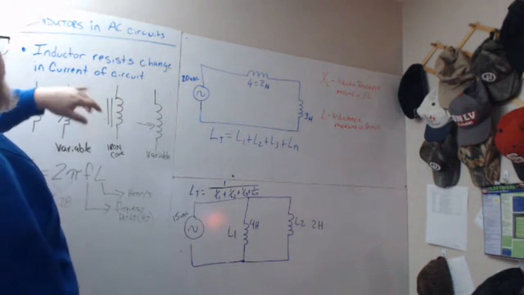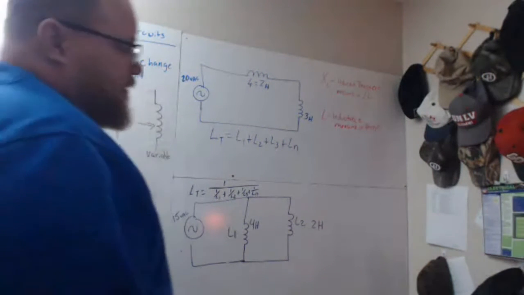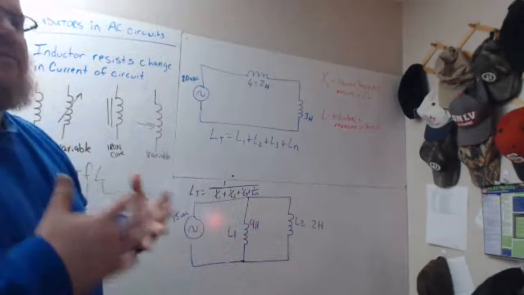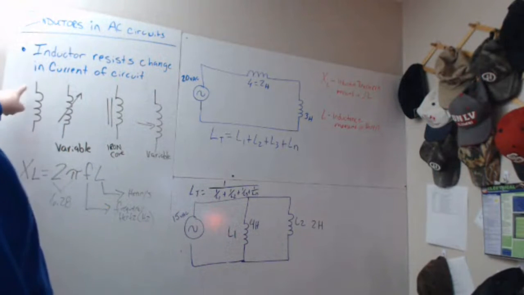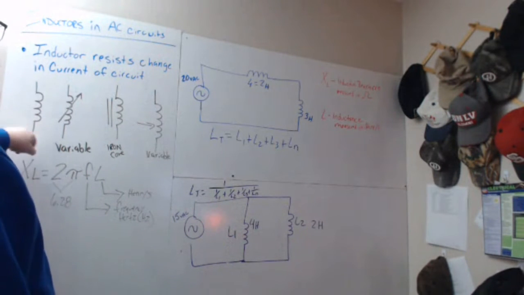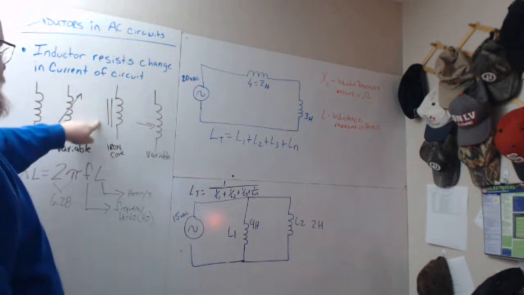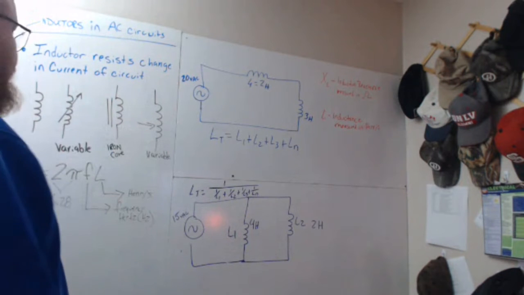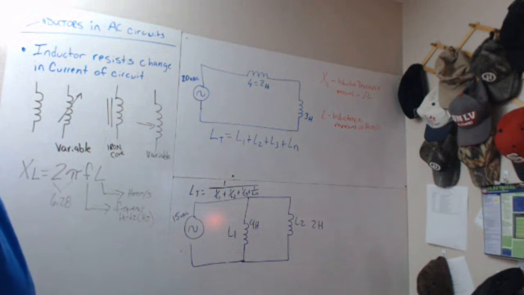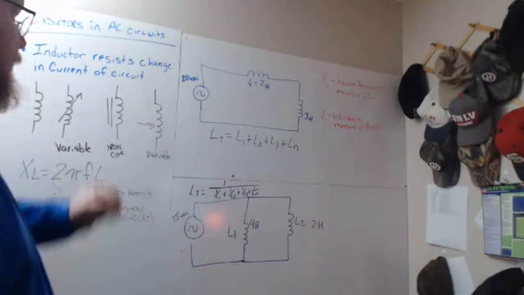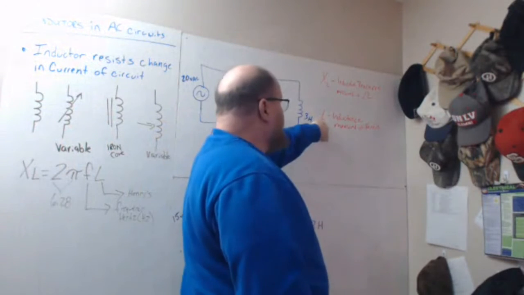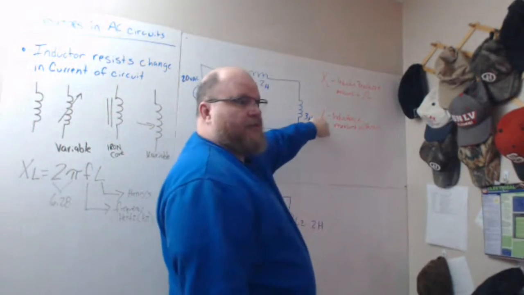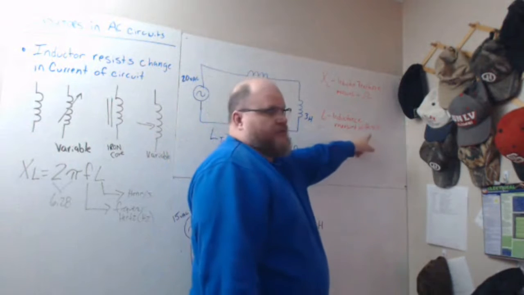An inductor resists change in current of a circuit. Most basic inductors are a coil of wire. You'll see here it's represented this way as a fixed inductor, variable inductor, iron core inductor, and another way that a variable inductor can be shown on a schematic. An inductor is represented by an L. When we start talking about the math formulas, inductance is measured in henries.